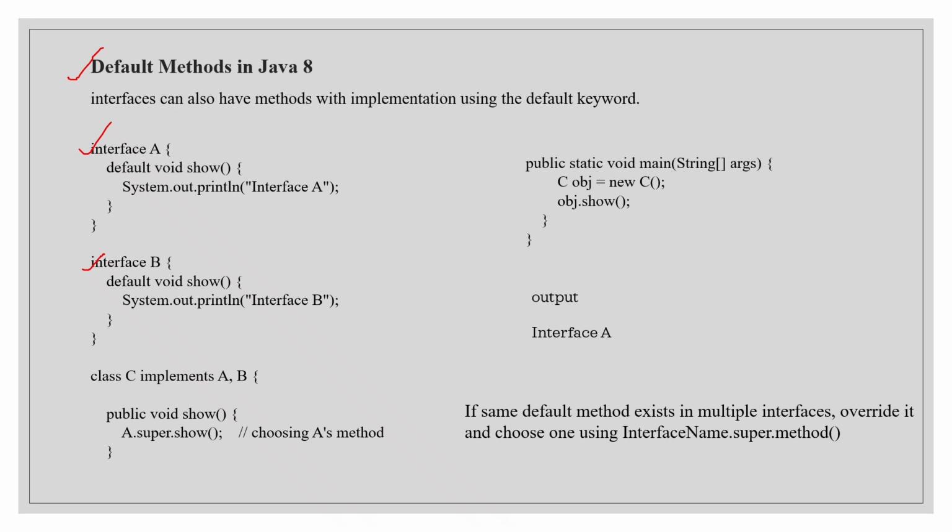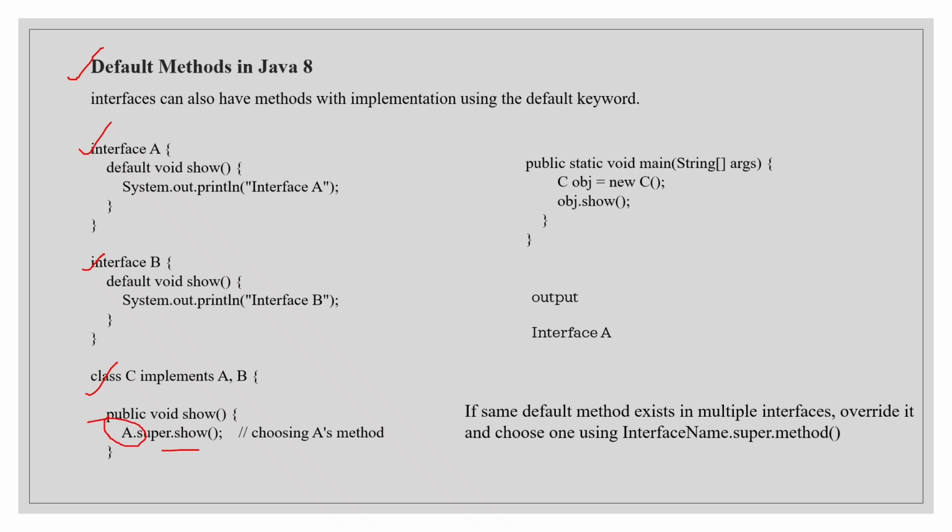So how do we solve it? In this case, the child class must override the show method. Yes, the child class must override the show method. And inside that method, we can explicitly choose which interface method we want to call. Here we are calling A.super.show. What it means is that it will call the show method from the interface A.